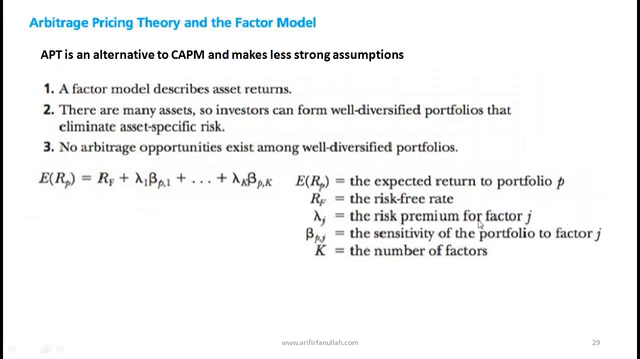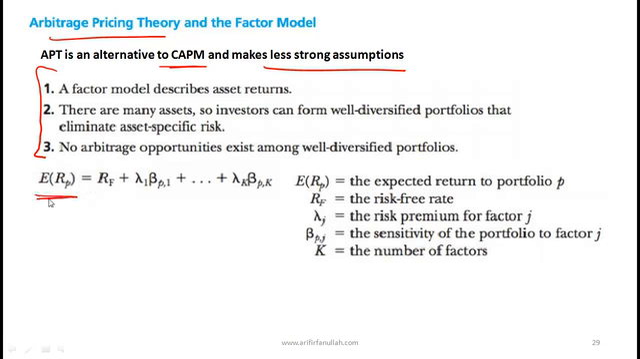Okay. Now, you also need to learn the arbitrage pricing theory. Arbitrage pricing theory is an alternative to CAPM, and it makes less strong assumptions relative to CAPM. You need to know the three assumptions, which are straightforward: a factor model describes asset returns; there are many assets, so investors can form well-diversified portfolios that eliminate asset-specific risk; and no arbitrage opportunities exist among well-diversified portfolios. So learn these three.